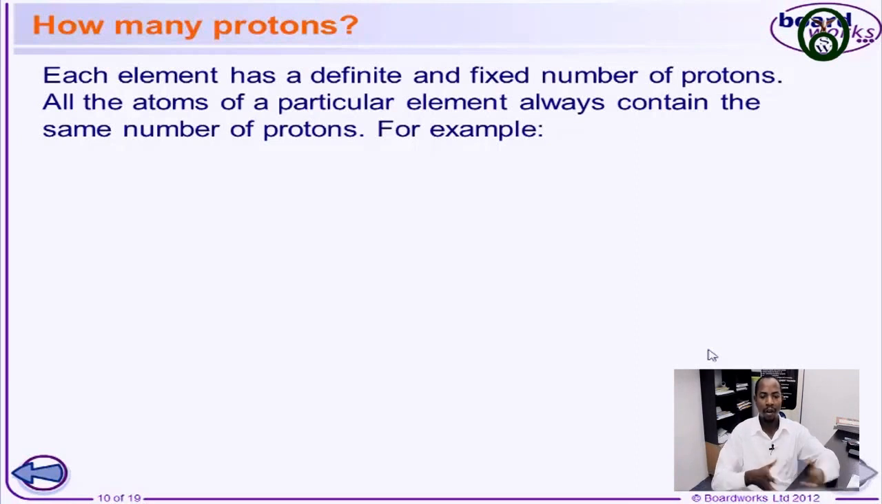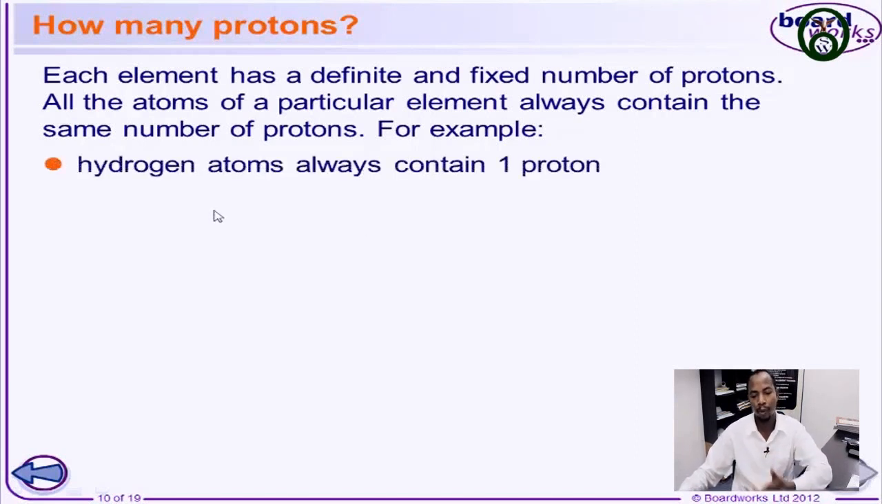So if the number of protons is 11, therefore the atomic number will be 11. For example, sodium. If the number of protons is 5, it therefore means the atomic number will be 5. It means that the atomic number is determined based on the number of protons that are found in the nucleus of the atom. So if that is understood, it therefore means hydrogen atom always contains one proton.